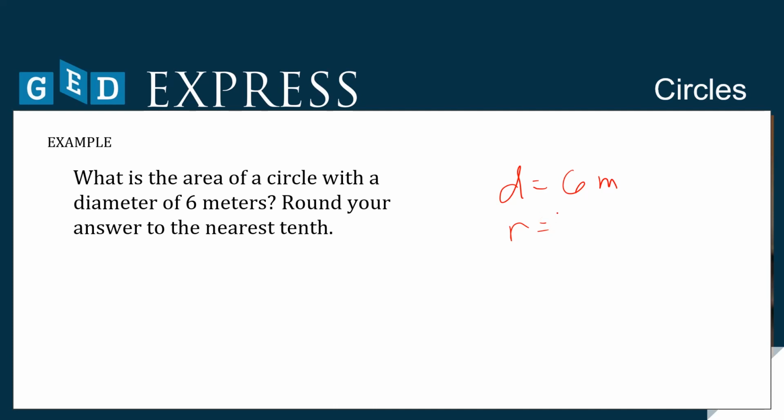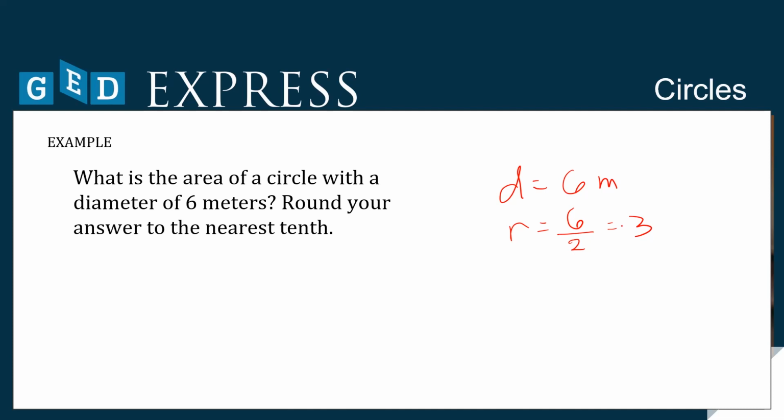Remember, radius is half of diameter. So we can have 6 divided by 2, which is equal to 3. So the radius is 3.